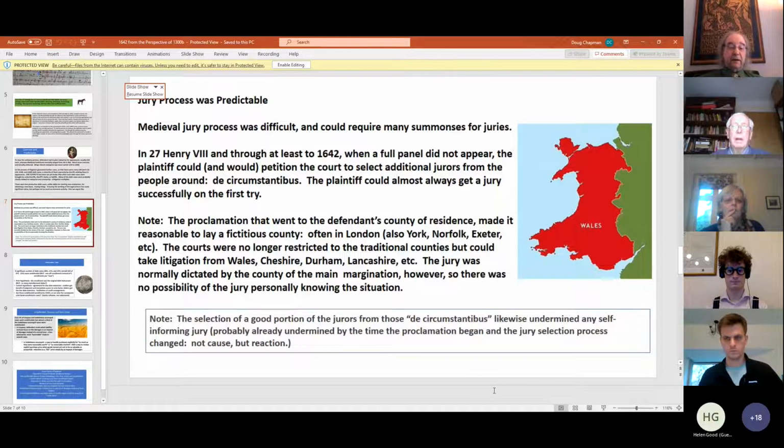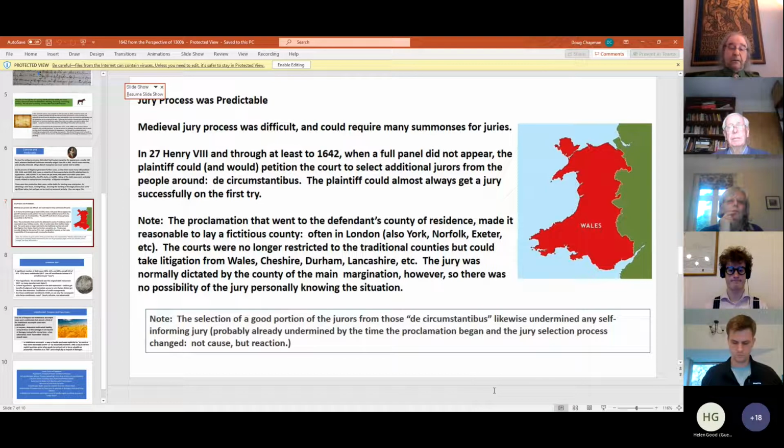That stopped in 27 Henry VIII and through at least to 1642, and I have no reason to think it stopped then. When a full panel did not appear, or if no one appeared, the plaintiff could and would petition the court to select additional jurors from the people around, de circumstantibus, so that the first time you actually tried to get a jury, you would get a jury. And so instead of waiting and going through multiple venire faciases, stretching out over 6 months, a year, 2 years, or more, you got a jury successfully on the first try.